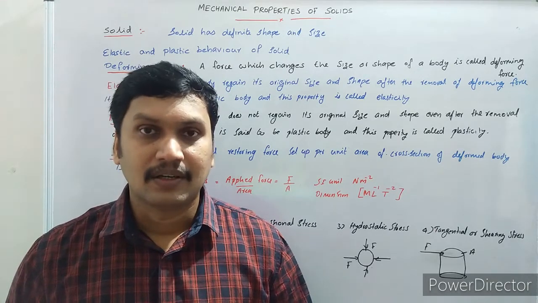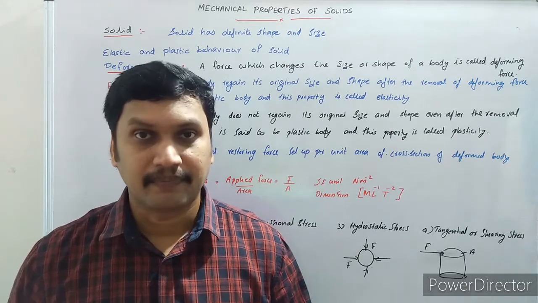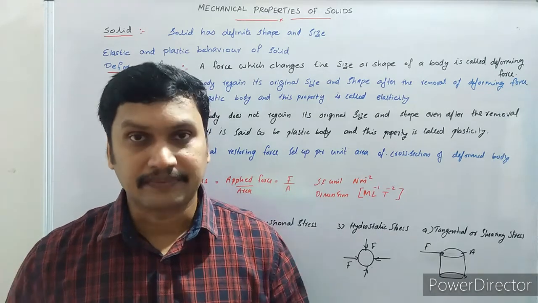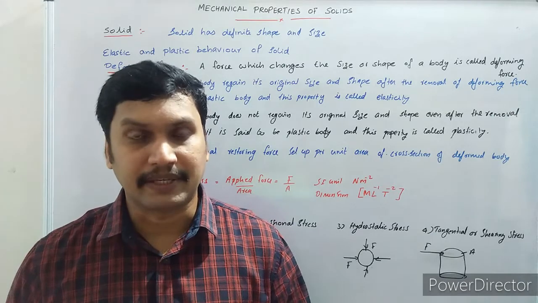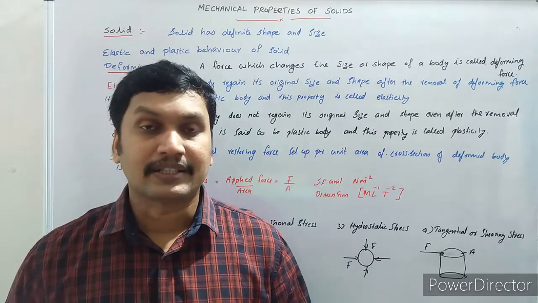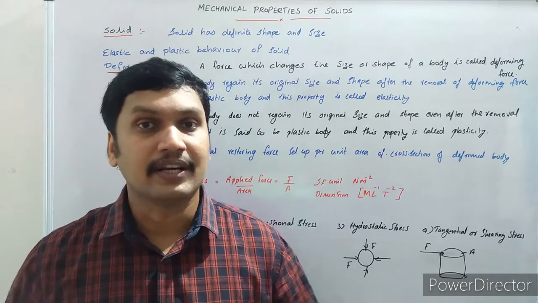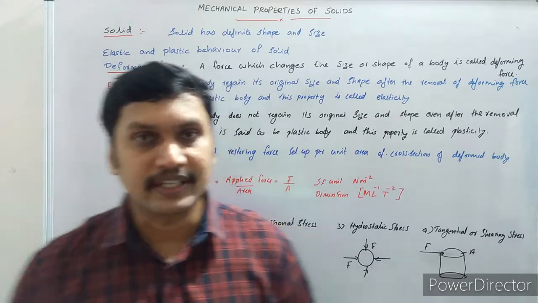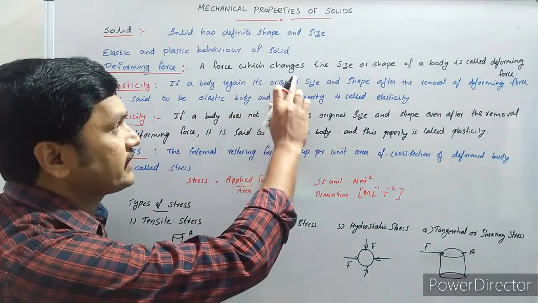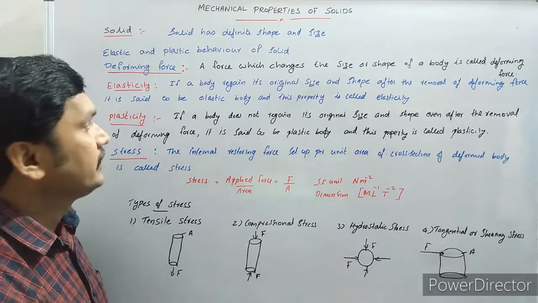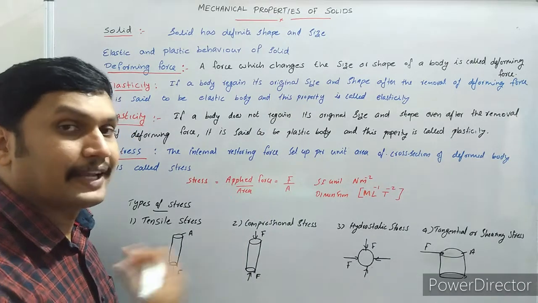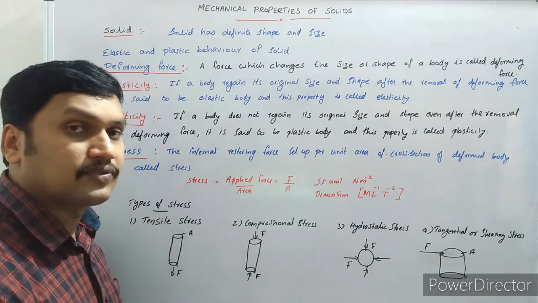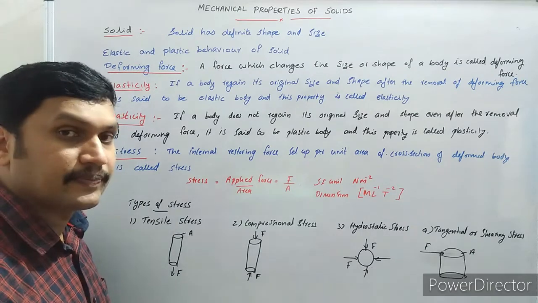For example, suppose you have a helical spring. If you apply a force on this helical spring to extend its length, we can increase the length of the spring. Spring is a solid, so the size of the solid is changed by applying a deforming force. So a deforming force is nothing but a force which changes the size or shape of a body. By applying an external force, we can change the size and shape of the body, and such an external force is called a deforming force.